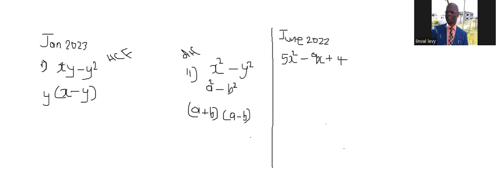In this case, we have x squared minus y squared. So our result would be open bracket x plus y, close bracket, open bracket x minus y. There you have it, that's your answer: x plus y, x minus y.